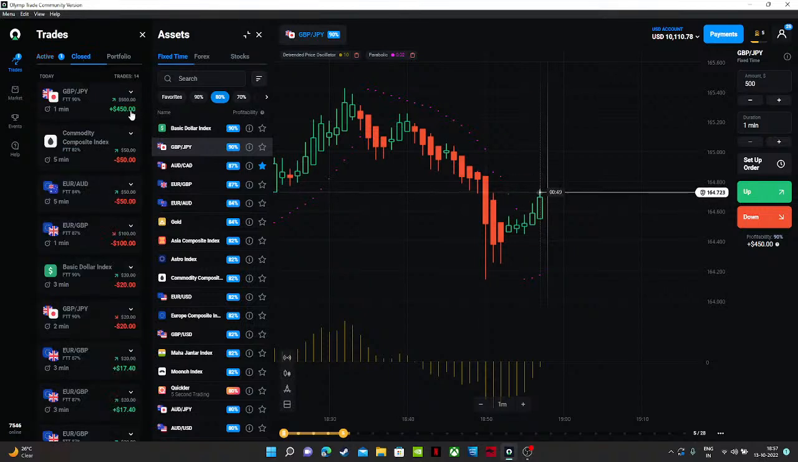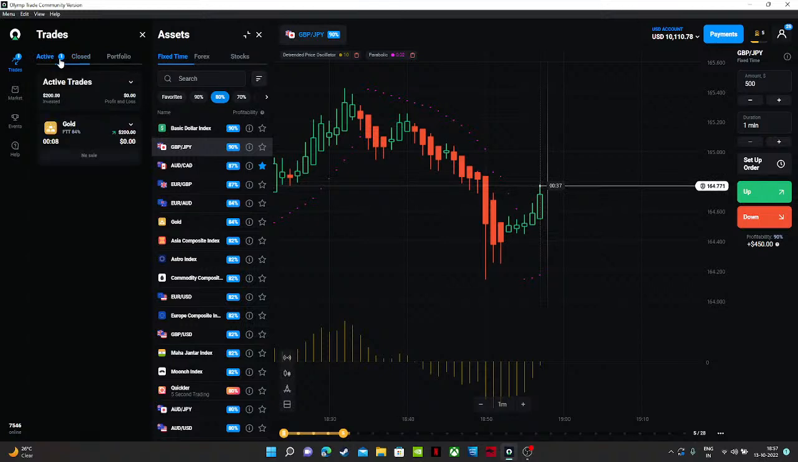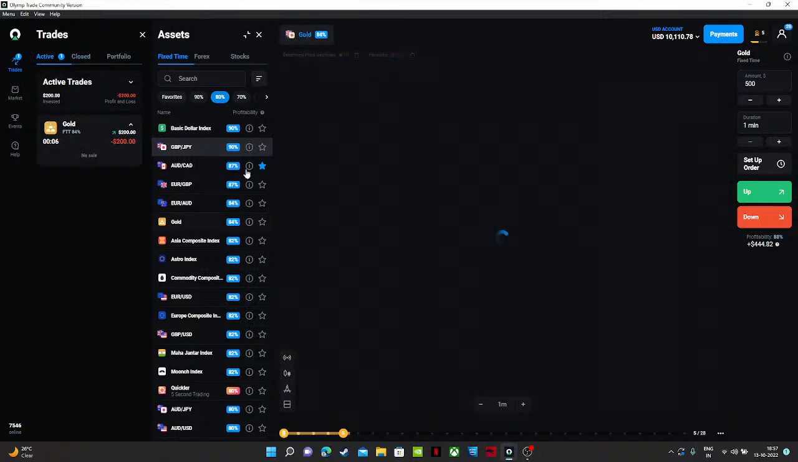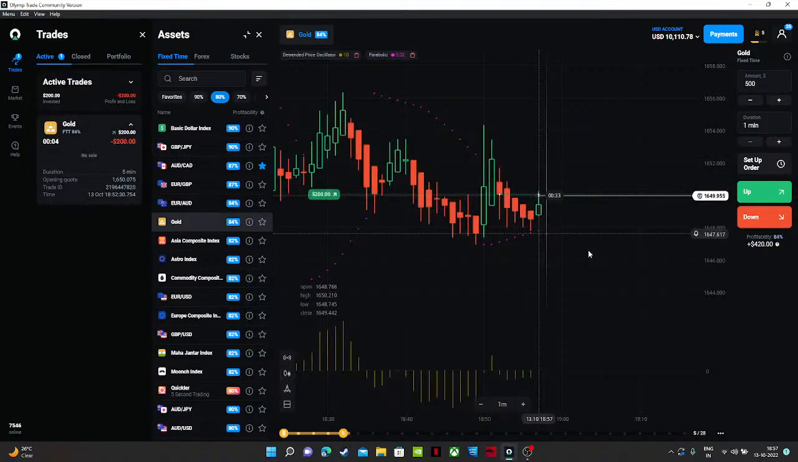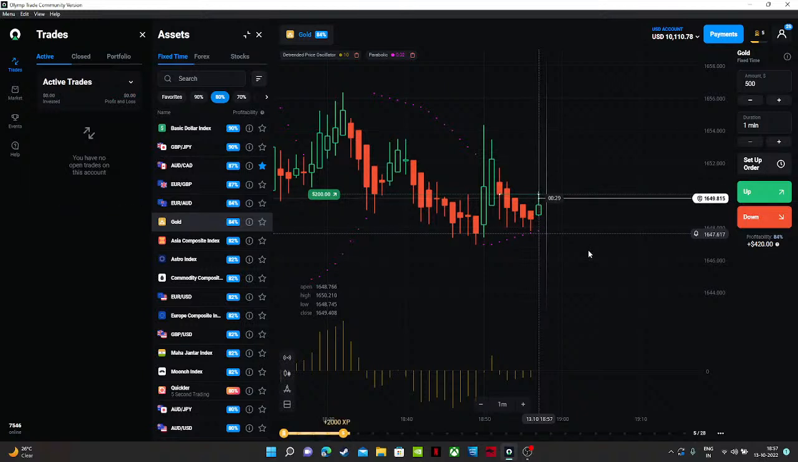Okay, so we won this particular trade and all of the previous loss has been recovered. The profit was 450, so the previous loss we recovered along with some profit also. So the overall situation now is profitable.